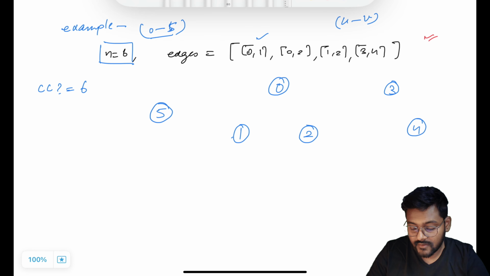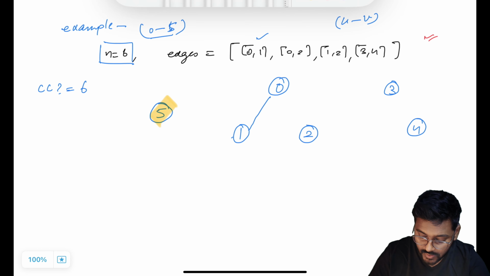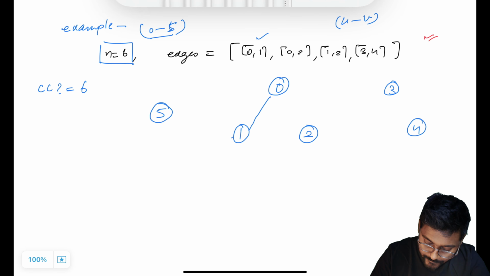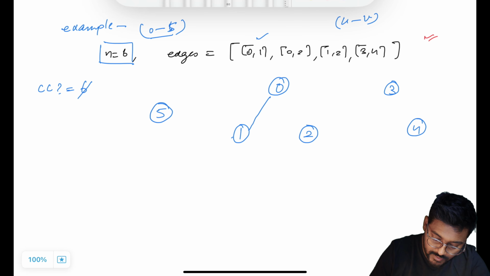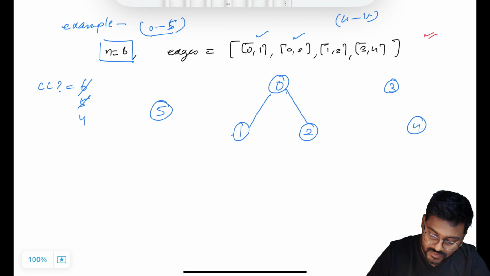And if I utilize the first edge, it becomes like this. Here the connected components go from 6 to 5: 1, 2, 3, 4, and this is the 5th connected component. Now the connected components are 5. If I utilize this edge, the connected components are 4 in number.